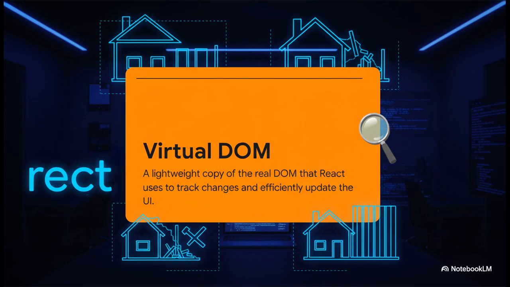So, state changes. What happens? React doesn't immediately mess with the browser's DOM. First, it builds a whole new virtual DOM tree in memory. Then, and this is the magic part, it diffs the new one and the old one to find the absolute minimum changes needed. And finally, it updates the real DOM with just those changes all at once. That's the key to its speed.